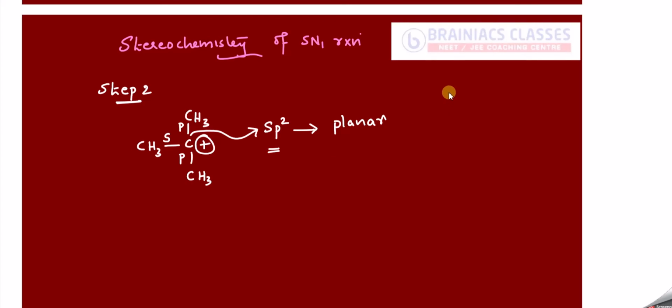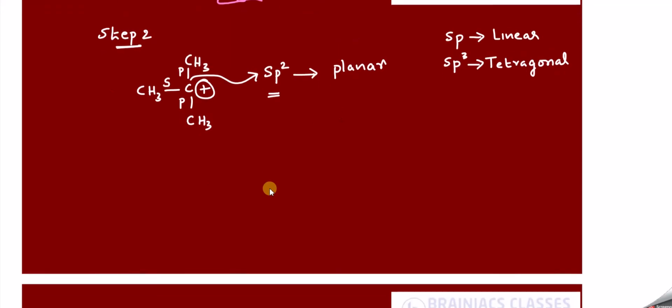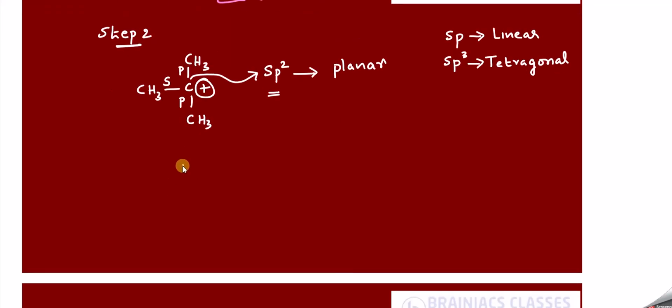If you have sp hybridization, what is the shape? We know it is linear. If it is sp3, what is the shape? Tetrahedral. We are learning this. So here sp2 means it is planar. What do you mean by planar? Planar means all the atoms are lying in one plane.